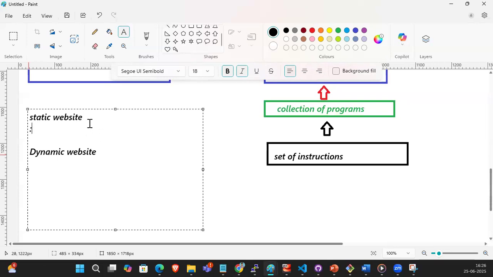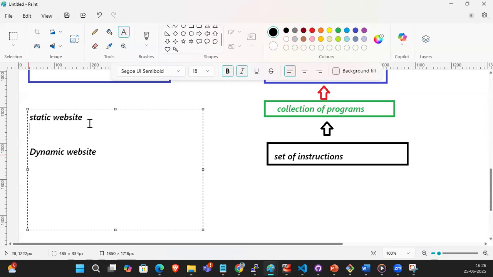For example, there is no database involved. The pages display fixed content, and the content does not change unless manually edited. Something like a college or university website, you just go through it and check the information, or something like Wikipedia, which provides only read-only content. That is a static website. It cannot change. That website is not involved with a database.